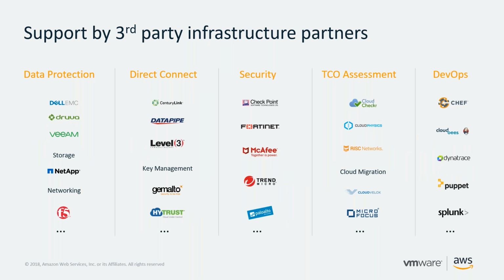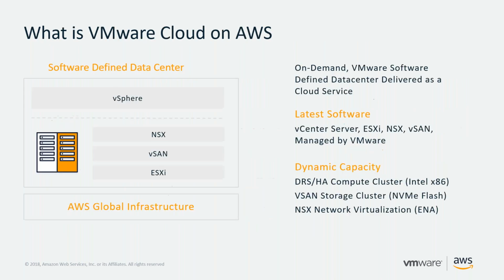So with VMware Cloud on AWS, there is support by third-party infrastructure partners. In this slide, you can see the various partners from data protection with Direct Connect, security, TCO assessments, and even DevOps. So this is growing and expanding on a daily basis. You'll see additional partners added to this, but this gives you a brief idea of some of the partners that we're working with today.